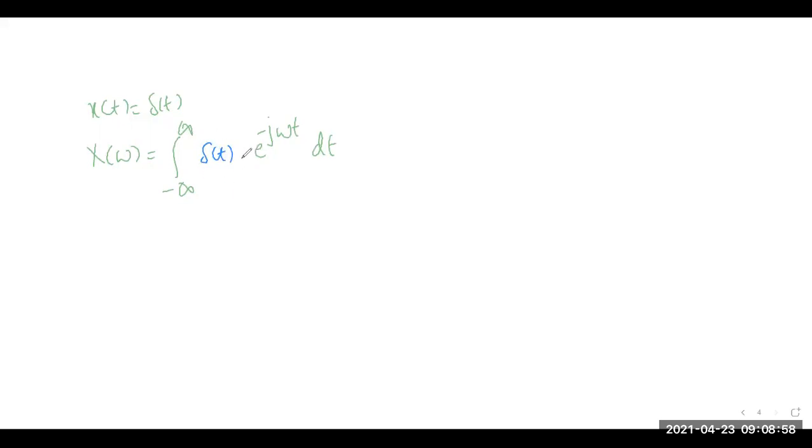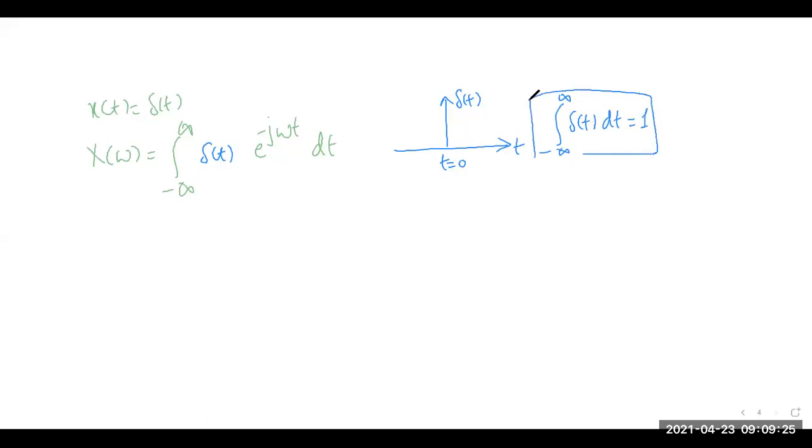Before I integrate this, what is this impulse function? This impulse function by definition is only defined at what value of time? It's defined at t equal to 0 only, such that its area, the integral of impulse function delta t dt, is equal to 1. So this is the impulse function.